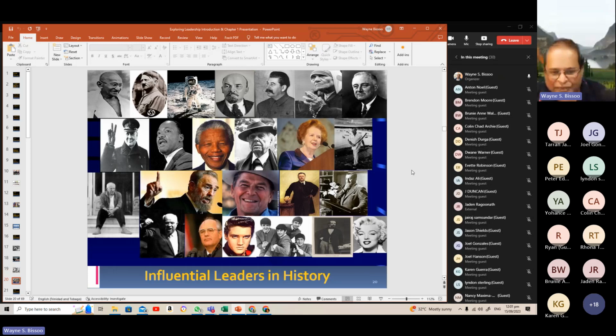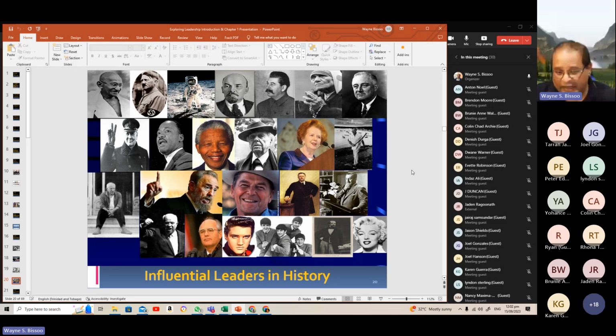These are other influential people in history. If we think about these individuals, and if you look at these pictures, you should recognize some of them, maybe not all, but each one of these individuals have had some degree of influence on the world around us today.